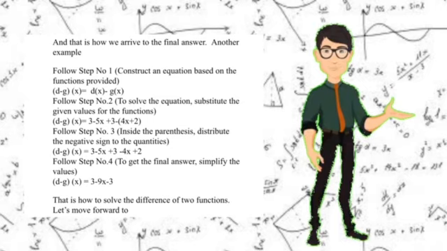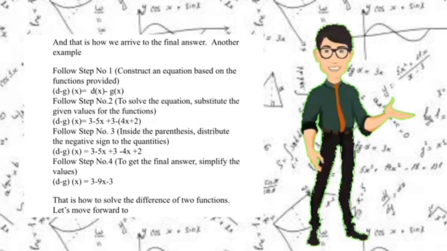Step number 3. Inside the parentheses, distribute the negative sign to the quantities. (d - g)(x) equals 3x squared, minus 5x plus 3, minus 4x, minus 2. Step number 4. To get the final answer, simplify the values. (d - g)(x) equals 3x squared, minus 9x, plus 1. That is how to solve the difference of two functions.